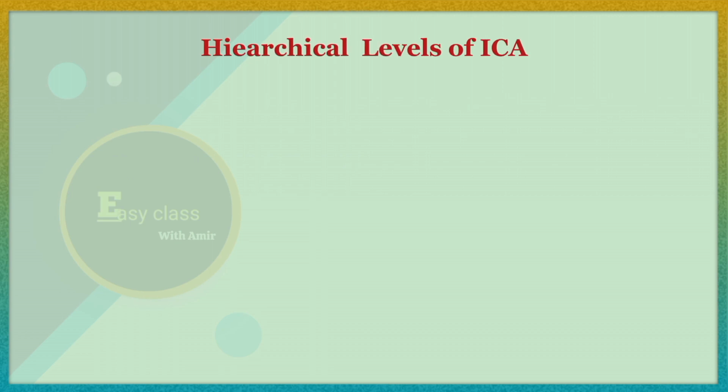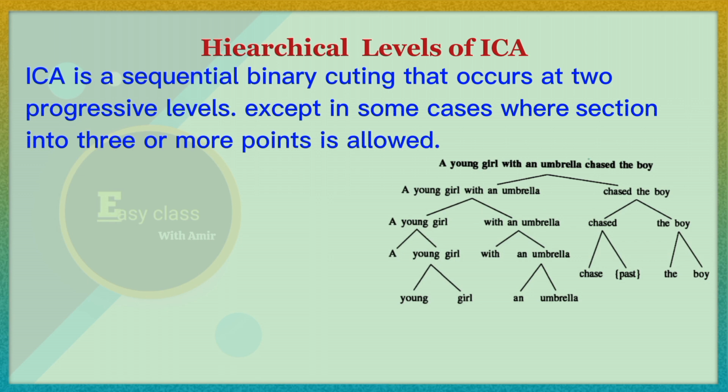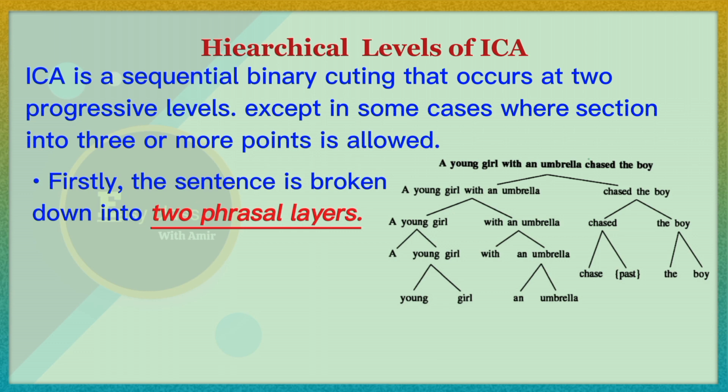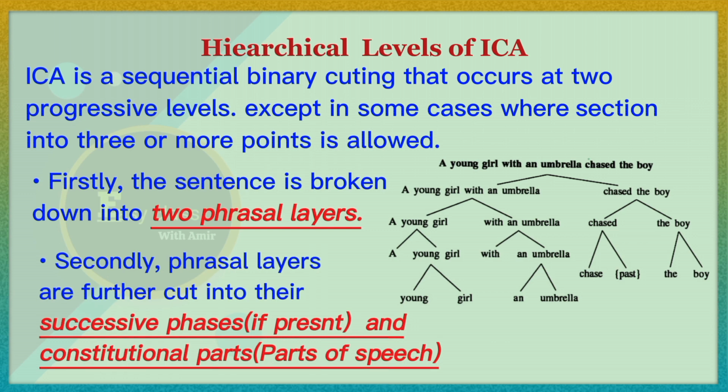Hierarchical levels of ICA. ICA is a sequential binary cutting that occurs at two progressive levels, except in some cases where sectioning at 2, 3 or more points is allowed. Firstly, the sentence is broken down into two phrases. Secondly, phrasal layers are further cut into their successive phrase or constituent parts.